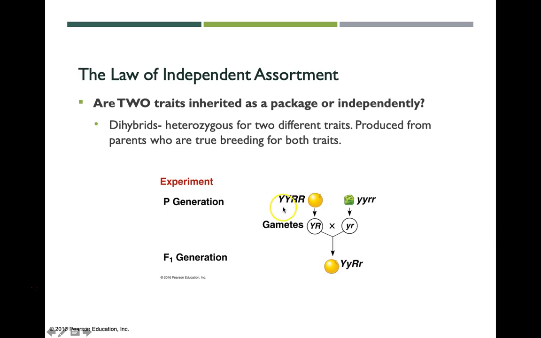So here we have our true breeding parents, one who is yellow and round seeds, one who has green and wrinkled seeds, and we're going to cross them. The only possible gamete combination from this yellow round individual is big Y, big R. The only possible gamete combination from this green and wrinkled one is little y, little r. So that means all of the offspring are going to be big Y, little y, big R, little r. So dihybrid. They are heterozygous for two different traits at the same time.